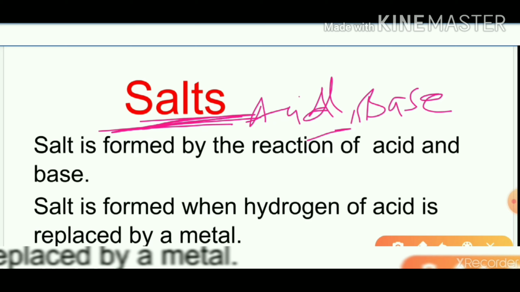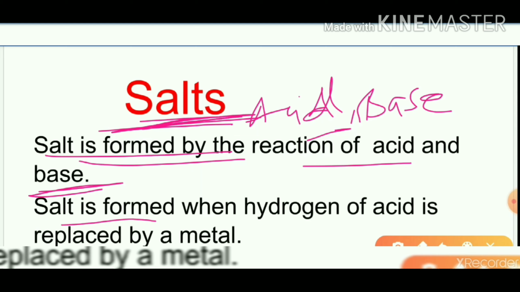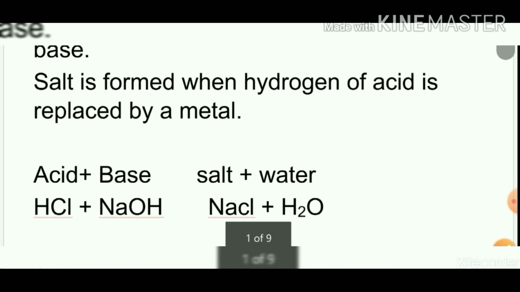Let's start. Now the third topic is salt. Now what is salt? Salt is formed by the reaction of acid and base. That means when acid and base react together in a definite proportion, salts are formed. Or we can say salt is formed when hydrogen of acid, you know that acid contains hydrogen, is replaced by a metal, in that condition also salt is formed.